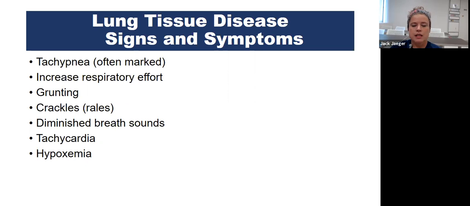Signs and symptoms: tachypnea, they are breathing fast. Increased respiratory effort, so using all their accessory muscles. Grunting, and remember too, frequently if children are grunting, that respiratory rate's going to come down, but if they're done grunting, then they're tachypneic, so it may go back and forth between a fast rate and a normal rate. You're going to hear crackles when you listen to their breath sounds, which are probably going to be diminished. The heart rate's going to be increased, trying to compensate for all this, and you're going to have hypoxemia.